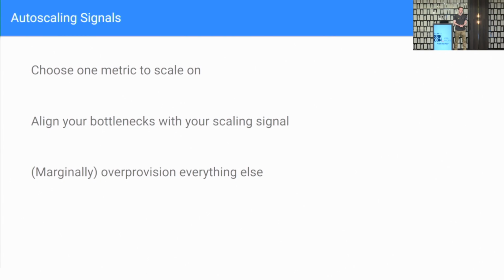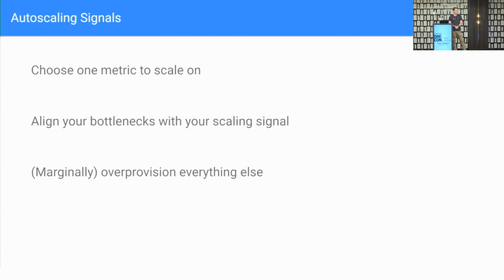For example, if you cap out on thread count, but you have a low CPU utilization, and that's your scaling signal, your system's going to be like, nah, we don't need to add more servers with more threads. You're good. And it won't scale you up. So you end up stuck and overloaded in that case. So make sure you always align them.